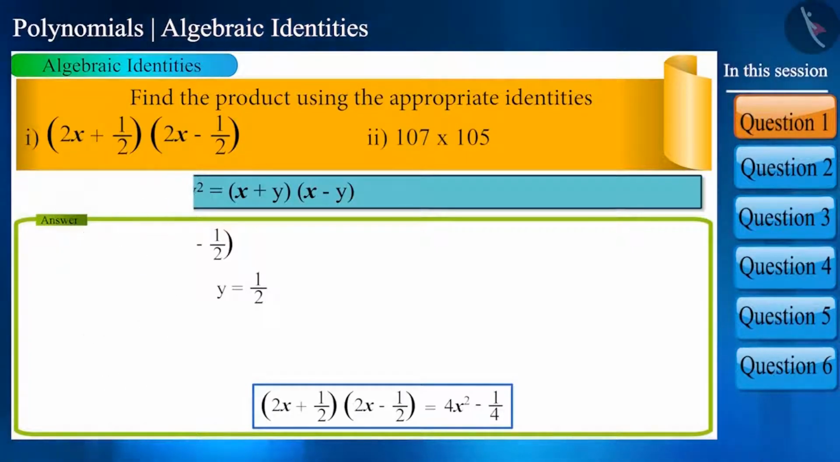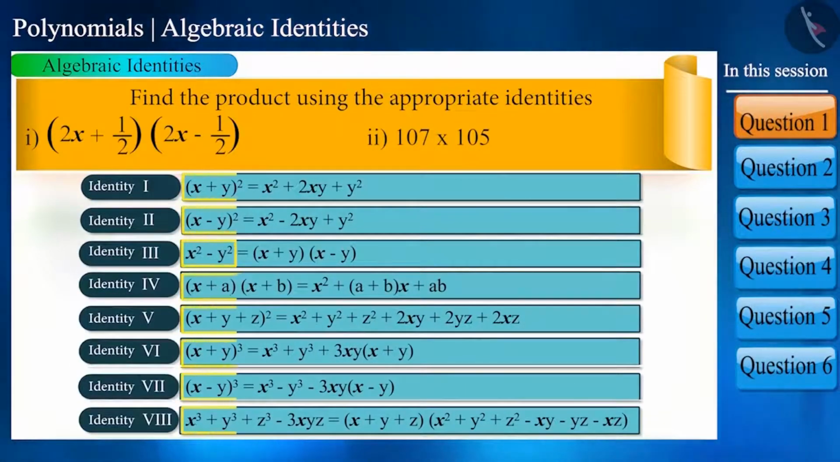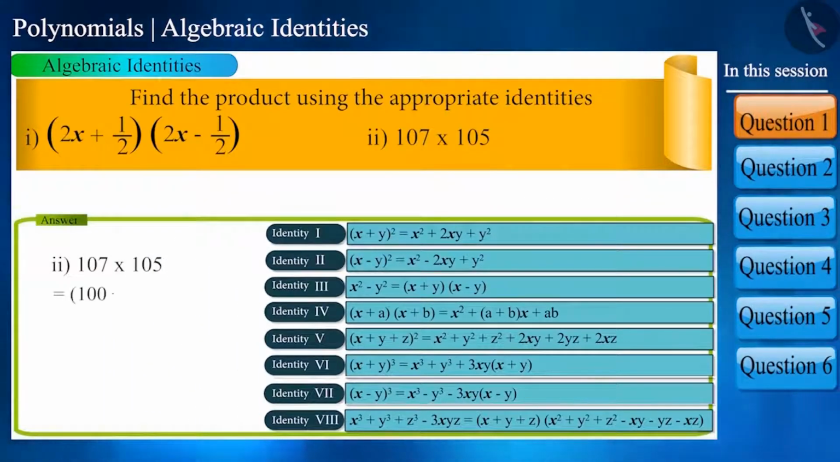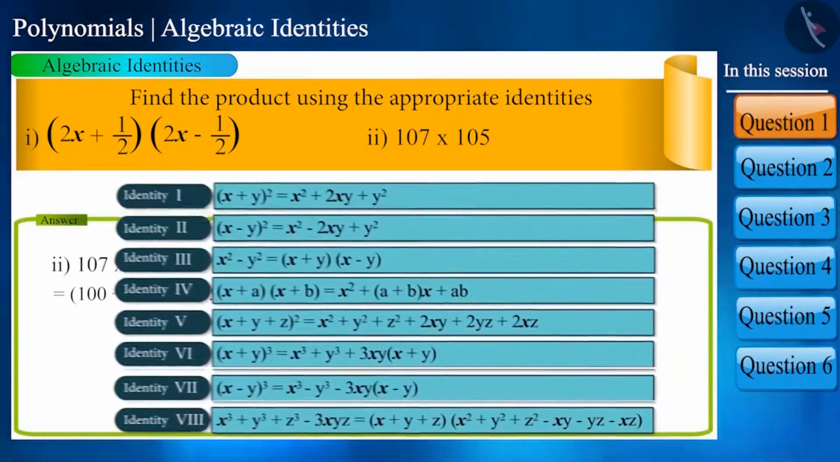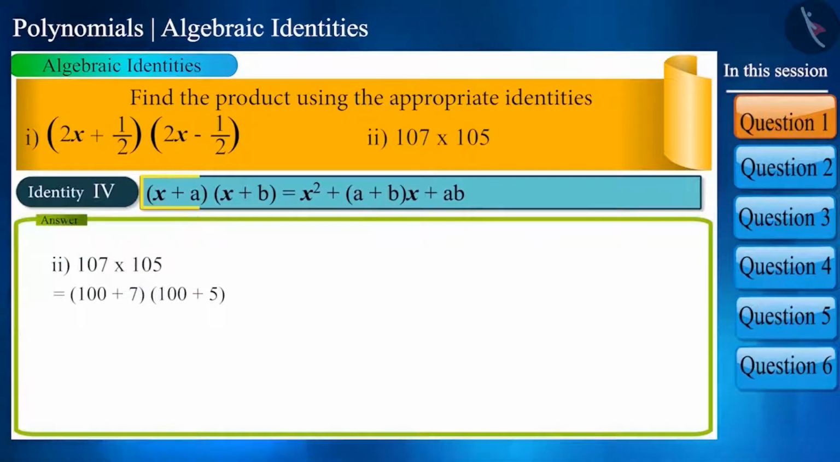Now, let's find the solution to another sub-question in a similar way. All identities are related to the addition or subtraction of two terms. If we write it in the form of 100 plus 7 into 100 plus 5, it will look like identity 4. x plus a into x plus b is equal to x square plus a plus b into x plus ab, where x is 100 and a and b are 7 and 5 respectively.